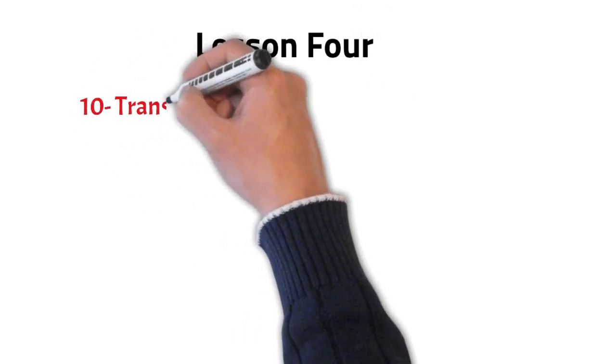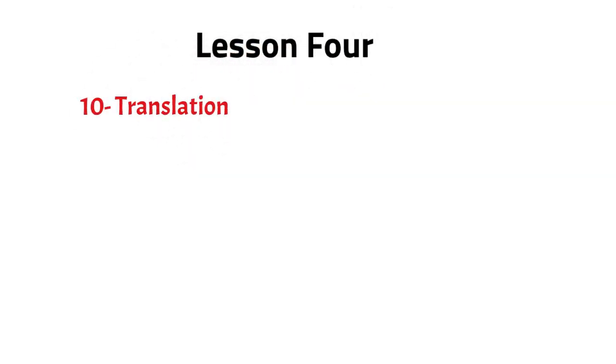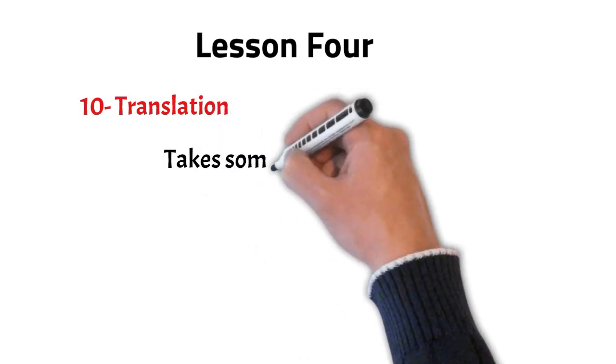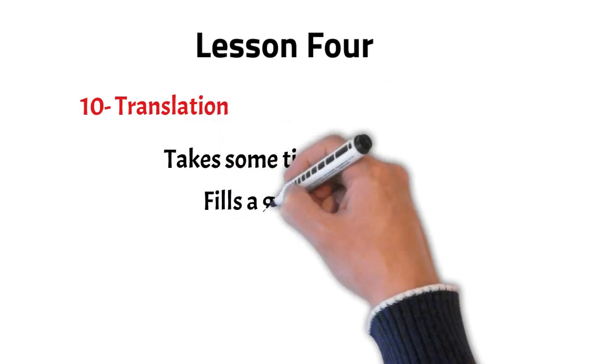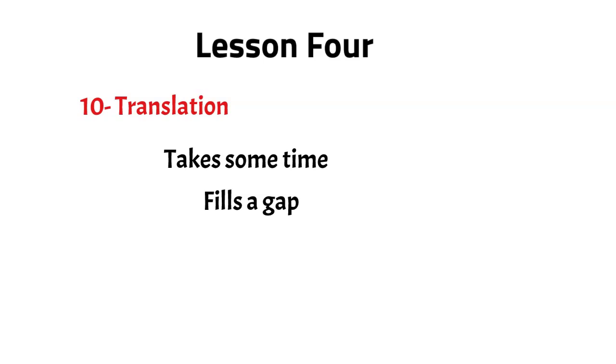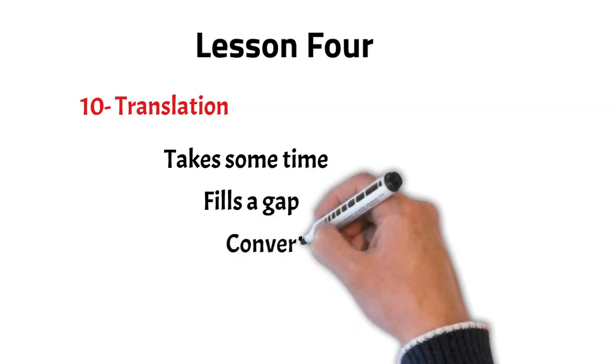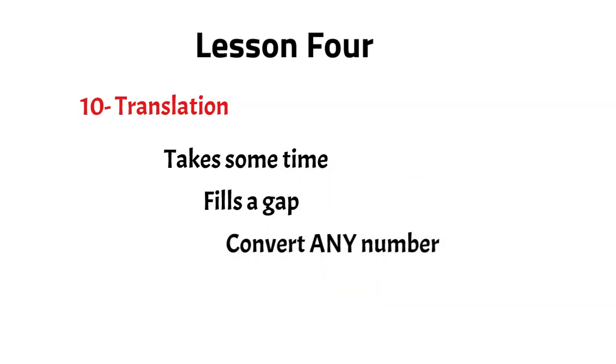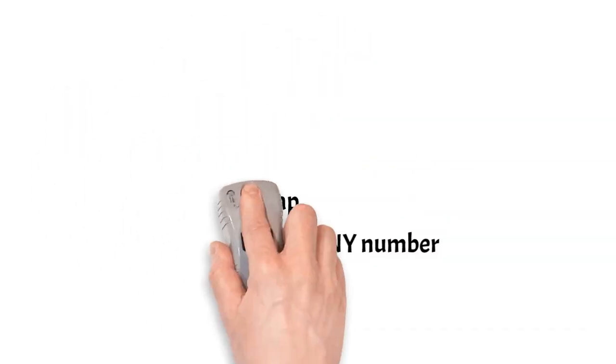In this lesson, we'll cover the last of the 10 methods of association, translation. This method will take some time to master, but it fills a critical gap in the associative process by being able to convert any number into a concrete noun, which can then be associated. Let's get right to a demonstration so you can see its power.